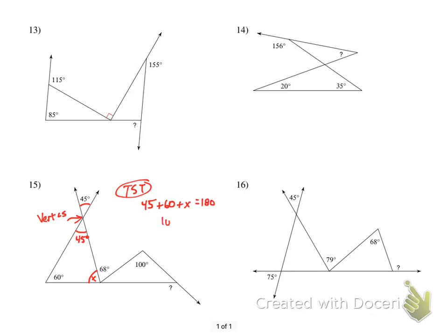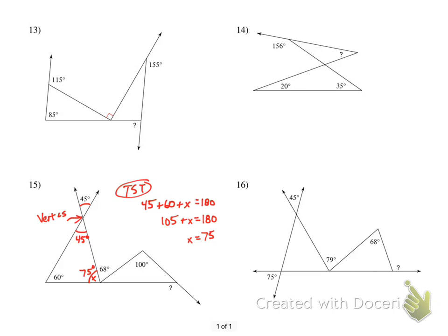45 and 60 makes 105. So that means X equals what? 75 degrees. There it is. Okay, so we'll look at that real quick. We got 75 degrees right here. And we do have to keep moving toward the right, getting closer to our unknown angle.